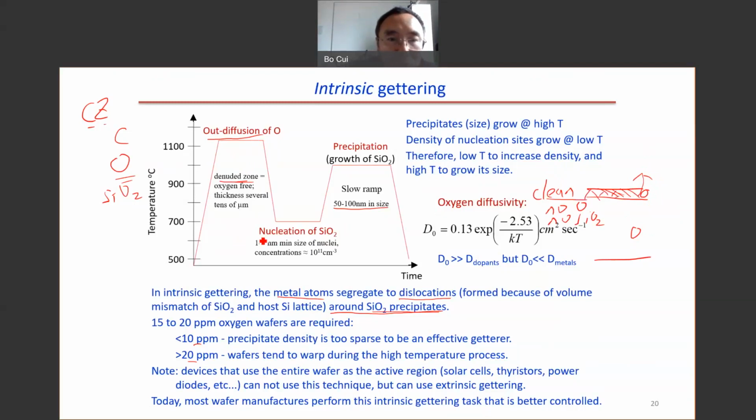Then we do the nucleation process. This is low temperature, 700 or 750 degrees for a few hours, and this will grow a silicon oxide 1 to 3 nanometer.